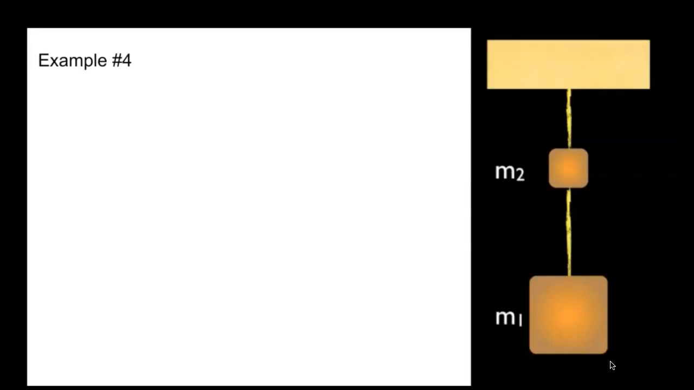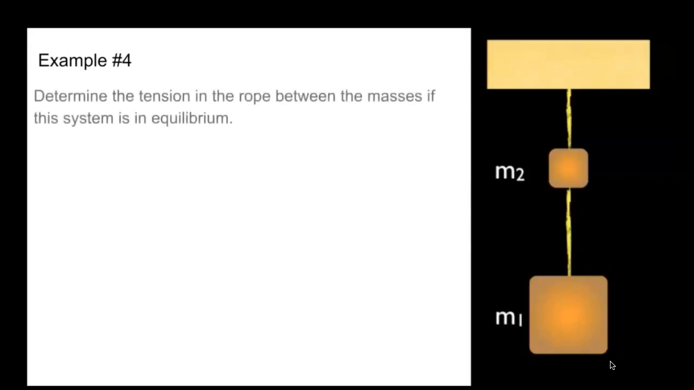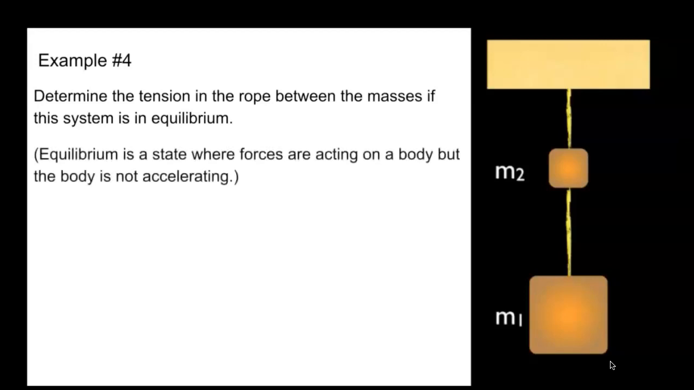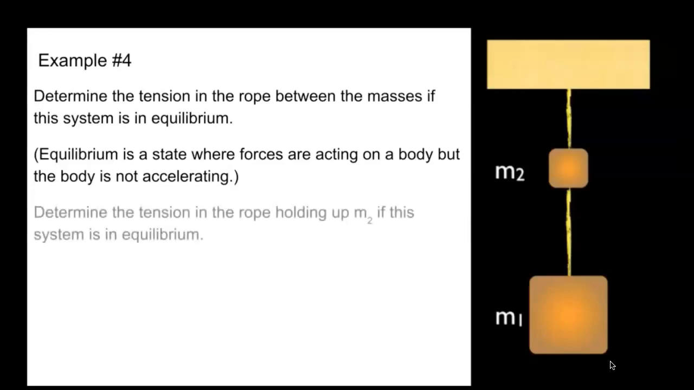In this problem, if we were just asking what's happening to mass 1 or just happening to mass 2, that would be different, but we're not. The question we're asking is for you to determine the tension in the rope that's between the masses if the system is in equilibrium, which means that there are forces acting on the body, or more specifically, equilibrium means forces could be acting on the body, but the body is not accelerating. So you know that means the net force is 0 because the acceleration is 0, and you know Newton's second law.